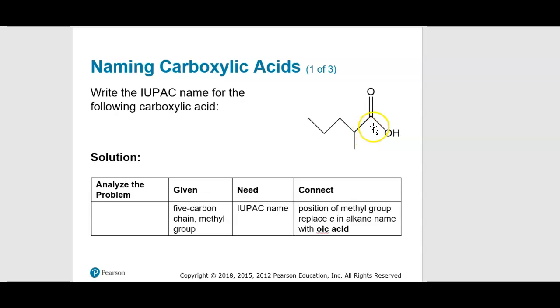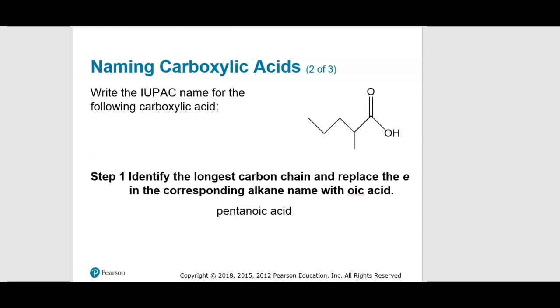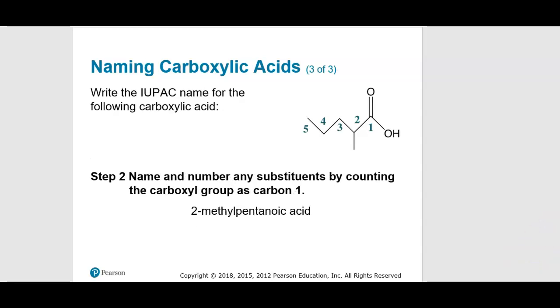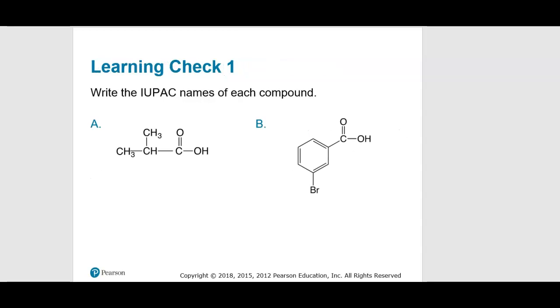What else do you have? Well, so it's a pentanoic acid. Pentane, 5 carbons, that's the parent alkane. You lop off the E, and you add oic acid, so pentanoic acid. And you have a methyl group there, and the methyl group is on the 2 carbon. So this is going to be 2-methylpentanoic acid. So it's pentanoic acid, 2-methylpentanoic acid, and you're there. So let's write the IUPAC names of each compound.